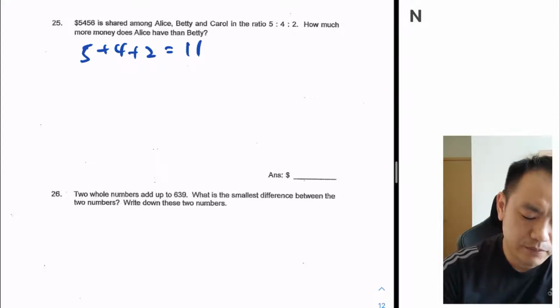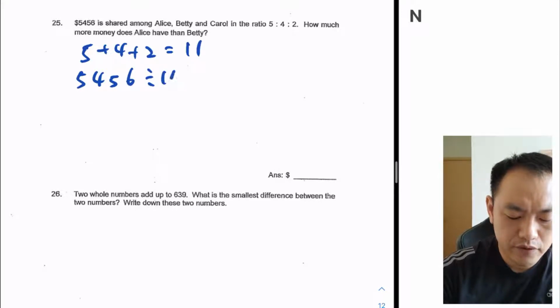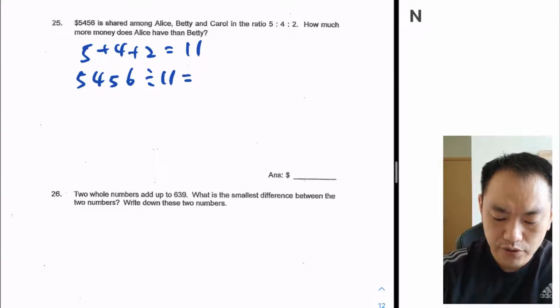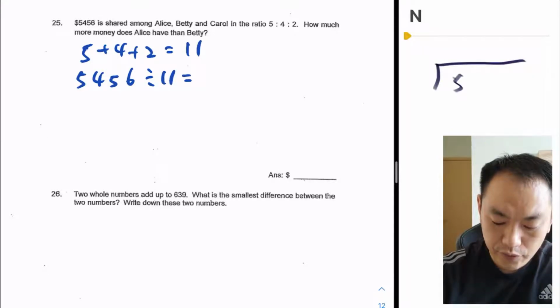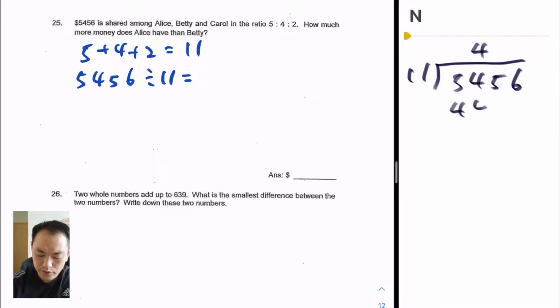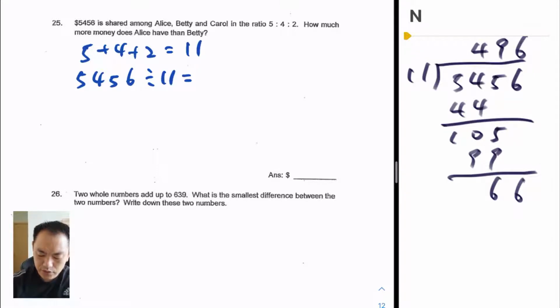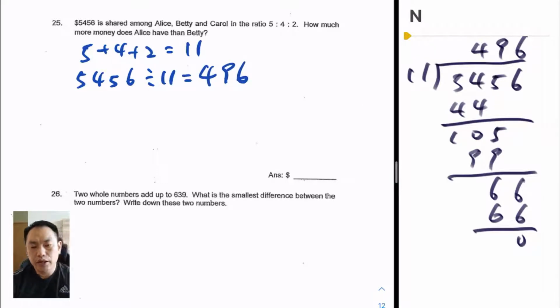So how do we find out how much one portion is? You take the total amount of money divided by 11, then you will know how much was one portion. So 5,456 divided by 11. Every portion is 496. You can go ahead and use the number to multiply by 5, by 4, by 2, then you will figure out how much money each of Alice, Betty, and Carol has.